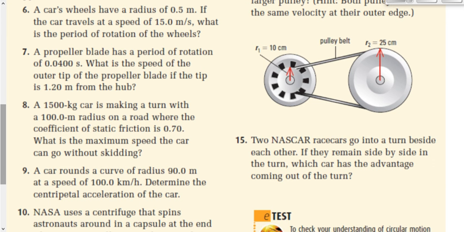But let's assume that they do remain side by side, which one would have the advantage coming out of the turn? The one on the outside. If they remained in the same position. Now, that's a big if, because they probably wouldn't. But if they did, the one on the outside would have the advantage. Why? Because it's going faster. If it remains in the same position, then it's going to be traveling faster than the one on the inside. The reality is you want to be on the inside because you probably can't go fast enough to maintain the same position. But if you could, then the one on the outside would have the advantage because it's going faster. Good?